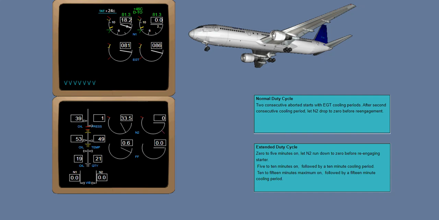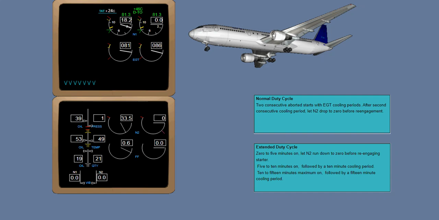Continuous operation of the starter must be limited in accordance with the starter duty cycles shown here. Normal duty cycle: 2 consecutive aborted starts with EGT cooling periods. After the second consecutive cooling period, let N2 drop to 0 before re-engagement.